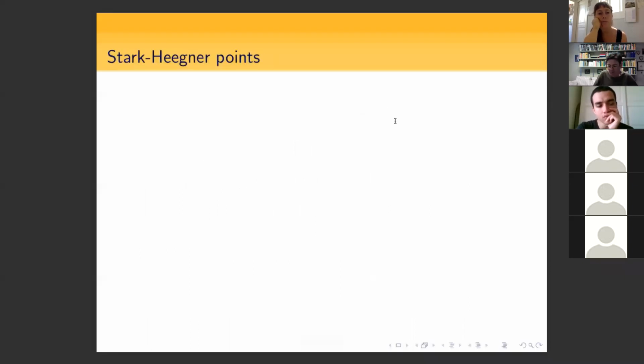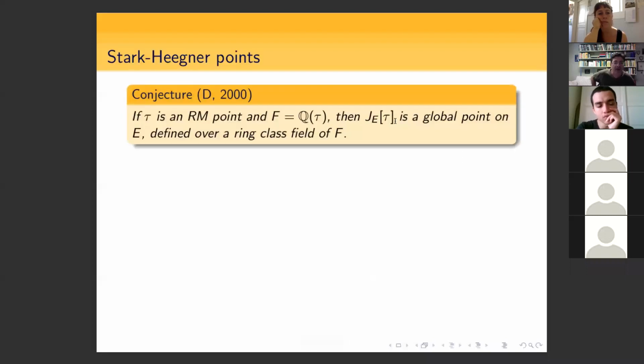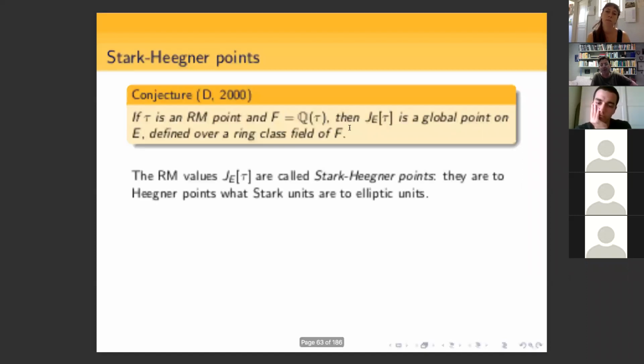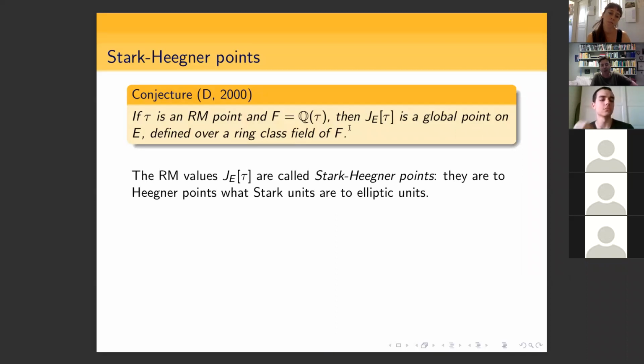Okay, so now once we have this object, we can evaluate it, of course, and if tau is an RM point, which generates a real quadratic field F, then the conjecture we make is that the value of this cocycle J_E at tau is a global point on the elliptic curve, which is defined over a suitable ring class field of the real quadratic field F. So in that sense, this object J sub E really appears to have a lot of arithmetic content. It really plays the role of a modular parametrization in the setting of this theory, and it should allow us, at least conjecturally, to construct a rich supply of algebraic points on the elliptic curve.